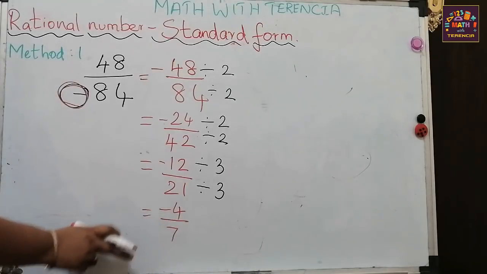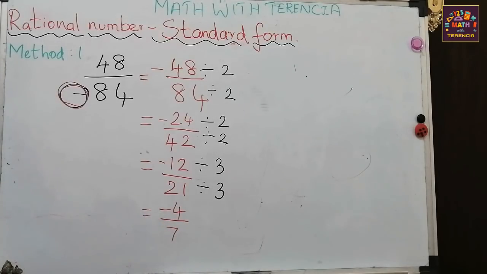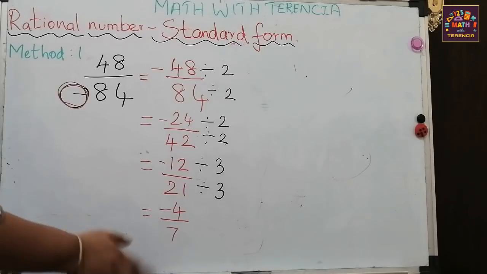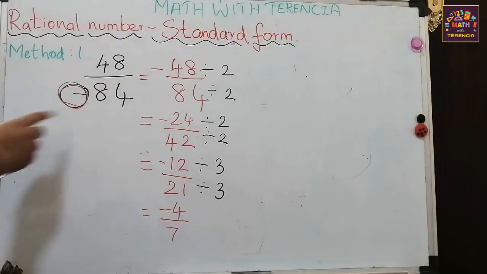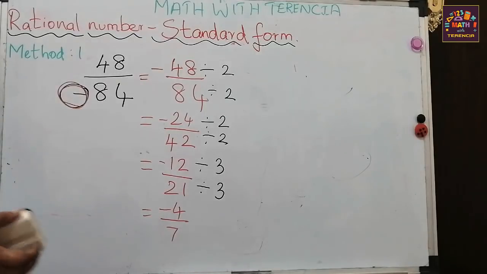Now you need to think whether I will get a common factor for 4 and 7. No, I will get only 1. So I cannot reduce it further. So this is the standard form of minus 48 by 84. This is method 1. Now we'll move on to method 2.